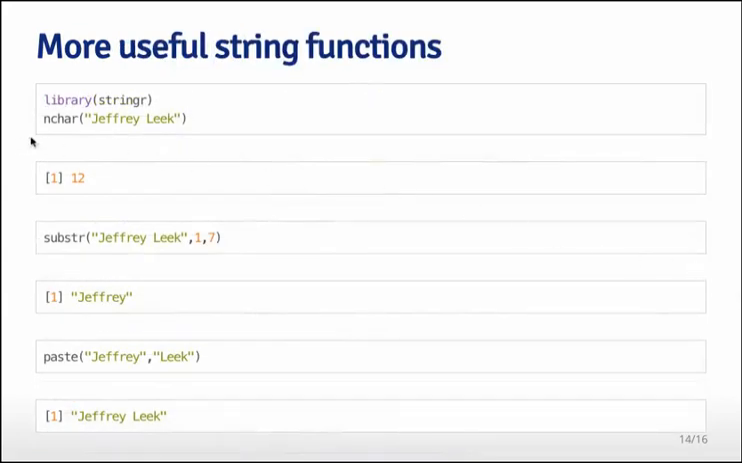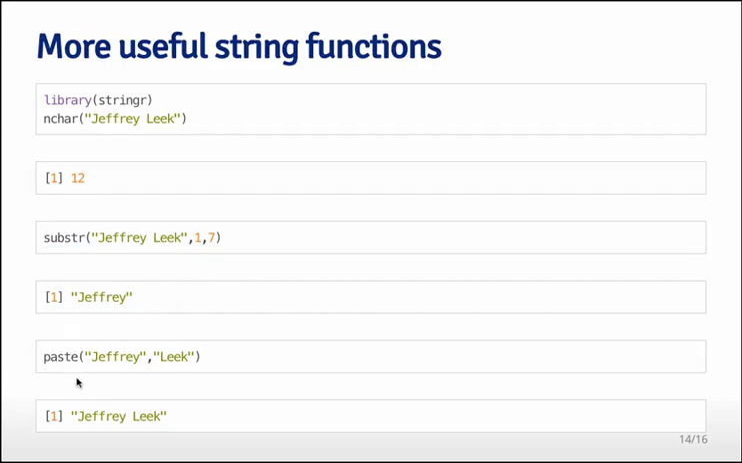A couple of other useful string functions appear both in the stringr package and in the base package. So nchar will tell you the number of characters that appear in a particular string. So there are 12 characters in my name here. The other thing that you can do is you can take out part of the string. So in this case, I want to take this string and I want to find the 1st through the 7th letters. In that case, that's just my first name.